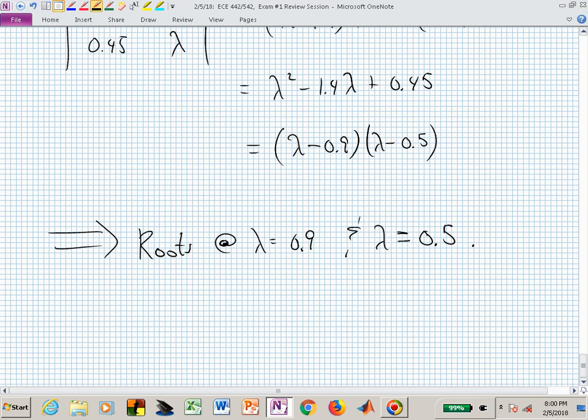Is it stable, our system? Because they have a magnitude what? Since both of these have a magnitude less than 1, we know that our system is stable.